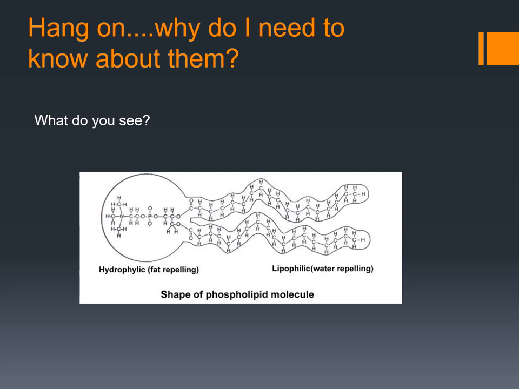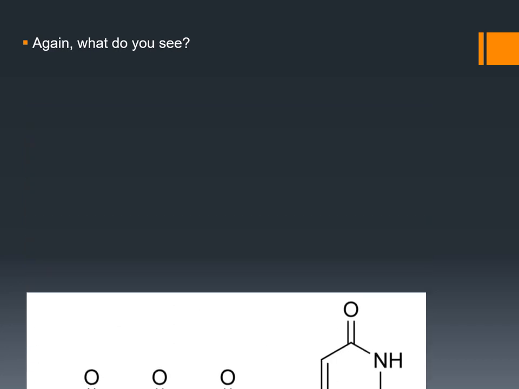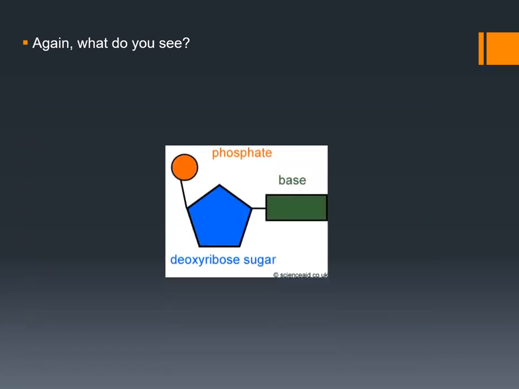Now we draw it in a nice head and two tail shape, but actually the head and two tails are being created by the structures of those atoms within that molecule. And those structures of those molecules give, let's say, this phospholipid its properties. Again, maybe what you see, we haven't talked about this specifically, but it becomes DNA. So that is the structure of DNA.